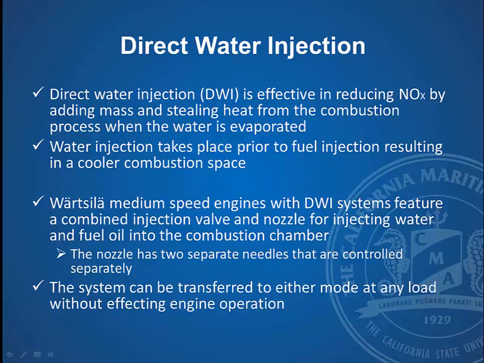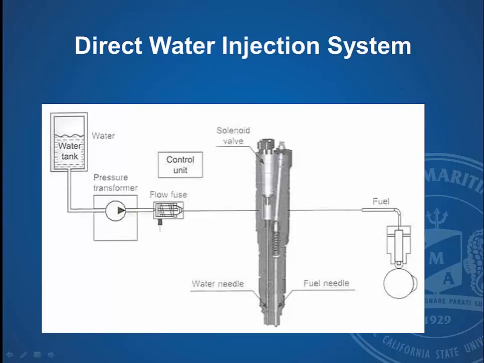Now, Wärtsilä medium-speed engines with direct water injection systems feature a combined injection valve and nozzle for injecting water and fuel oil into the combustion chamber. The nozzle has two separate needles that are controlled separately. The system can be transferred to either mode at any load without affecting engine operation. So this is their injector, and again, it is a combined one that can be used for injecting fuel and for injecting water. And this has been used successfully for quite a few years on their medium speed engines to lower NOx.